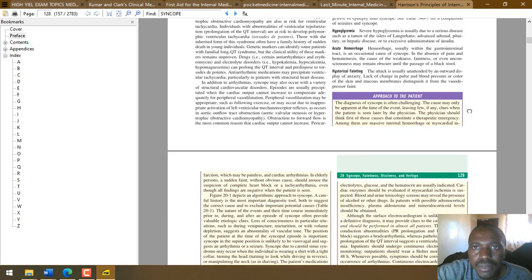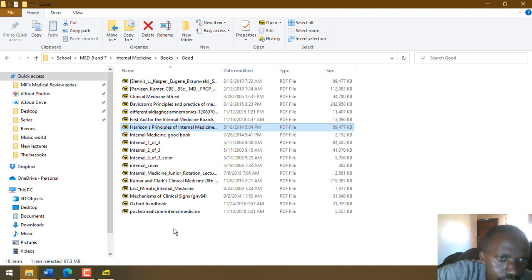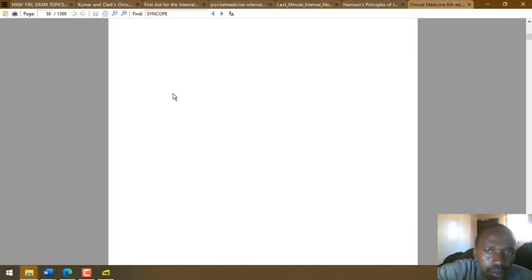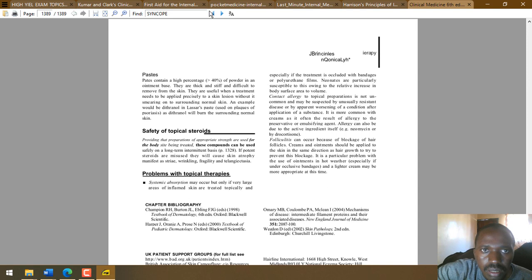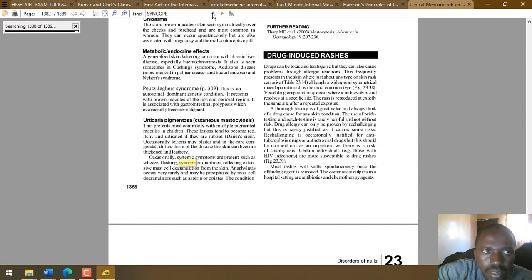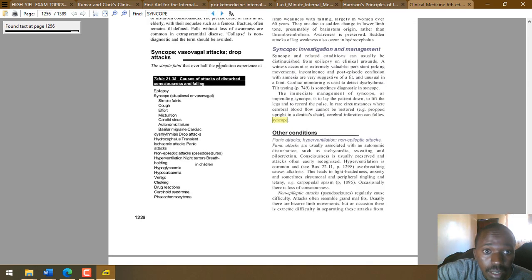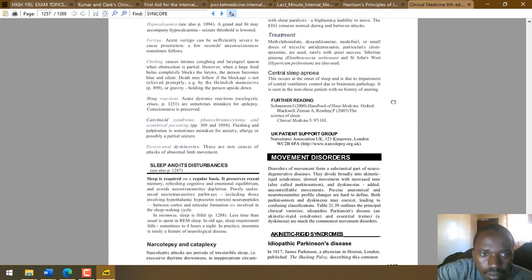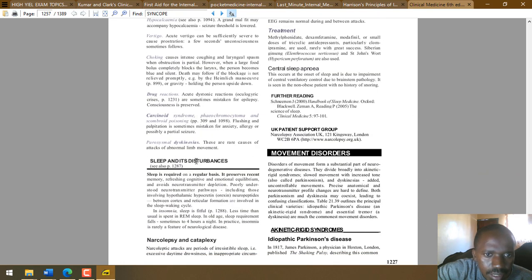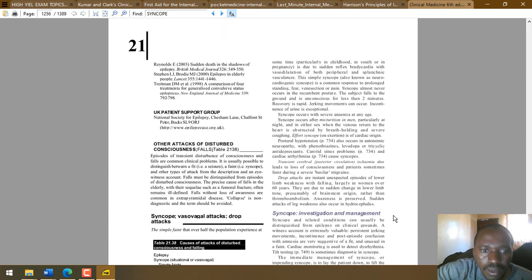All right. So we have our books opened up. Anything else that we would want to open up? Okay, clinical medicine. I sometimes use that. Let's see if there's anything concerning syncope. Urticaria pigmentosa. Okay, here, syncope, actually. There is something concerning syncope, and weirdly enough, it's just before sleep disorders, just like in Kumar and Clark. It's very, very similar.